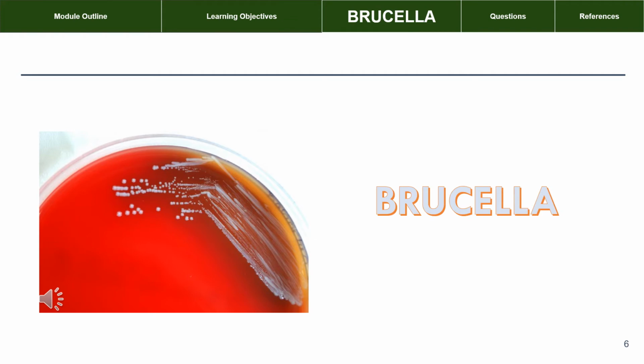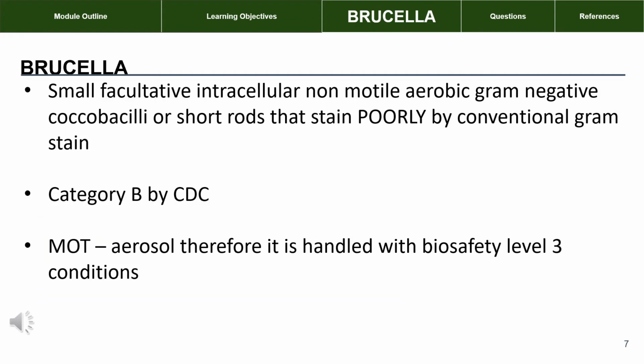We now move on to Brucella. Brucella is a small, facultative intracellular, non-motile, aerobic gram-negative coccobacilli or short rods that stain poorly when using the conventional gram stain, so you can barely see it. It is a category B agent by the CDC, and the mode of transmission is through aerosol. Therefore, it is handled with biosafety level 3 when you have to examine it.